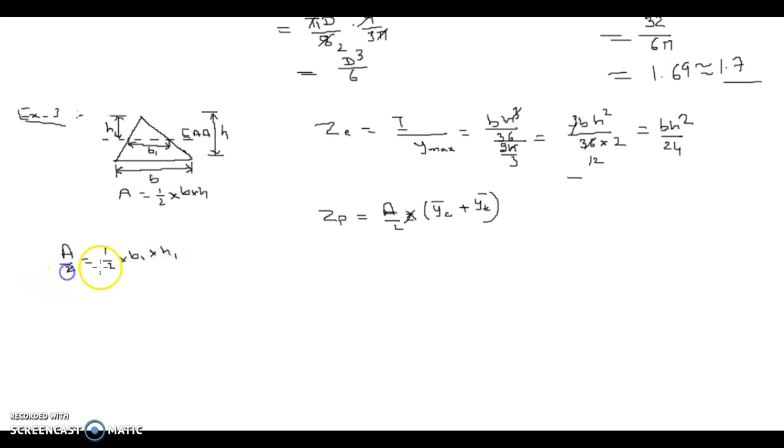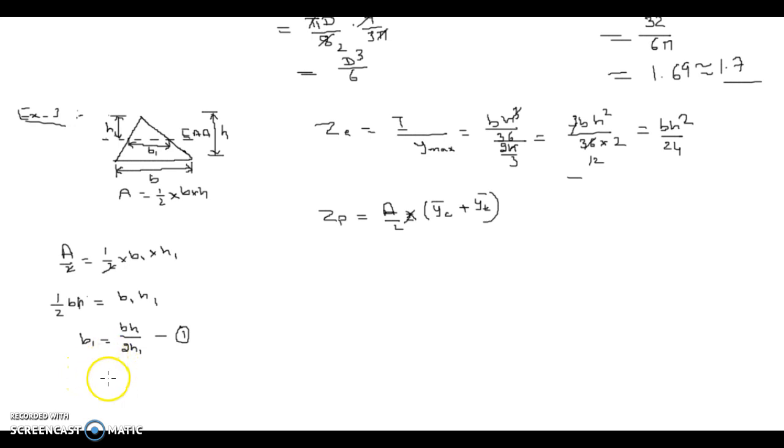So half will get cancelled. Then this area is equal to half into B into H, should be equal to half into B1 into H1. Then B1 is going to be BH divided by 2 times H1. This is the one relation we are going to get. The first expression, let's call this expression 1: B1 is equal to BH divided by 2 times H1.